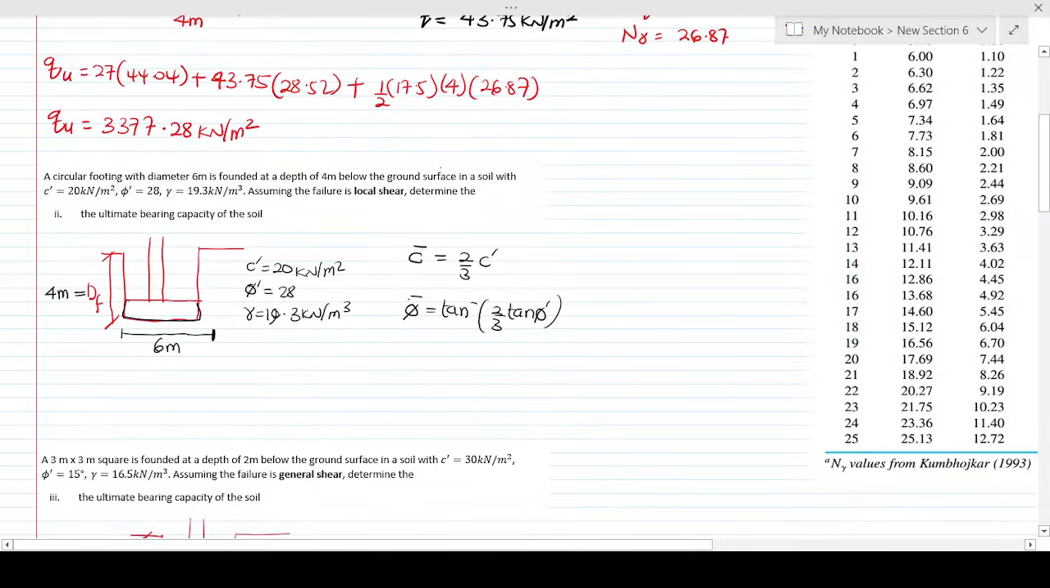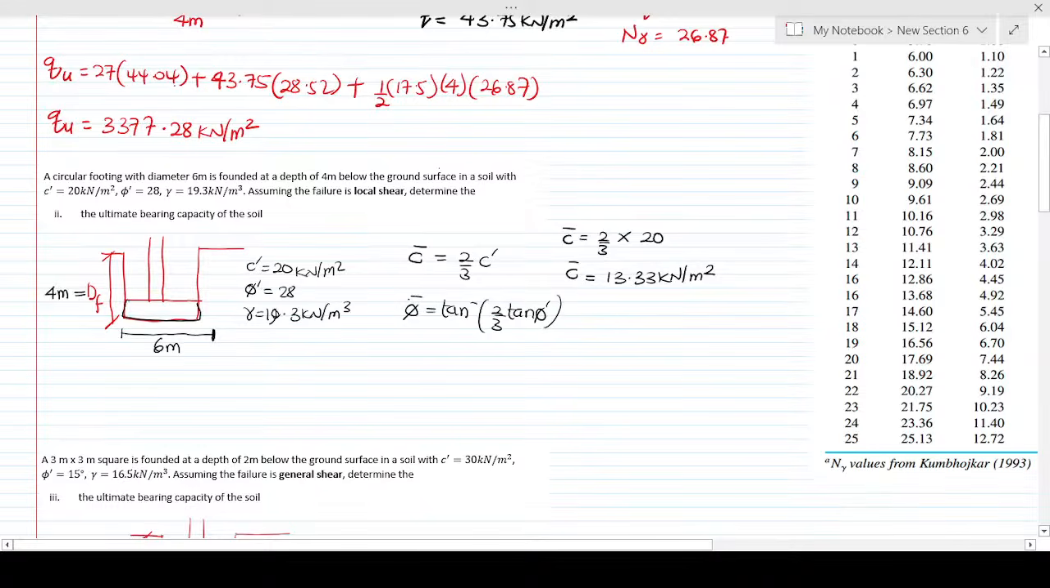So let me find my c bar. My c bar here is 2/3 of c, which was given in the question as 20. So my c bar is given as 13.33 kilonewton per meter squared. Then I have to find my phi bar because it's local shear.